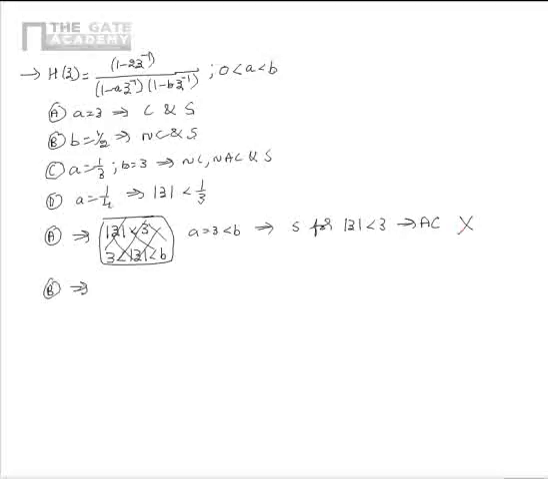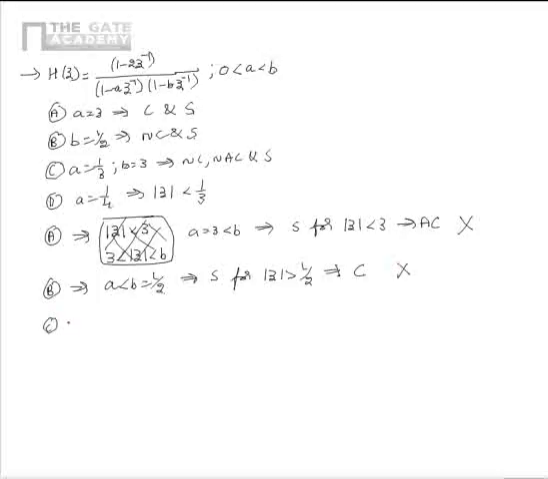Now, as per option B, it is given that a is less than b, which is equal to half. In this case, the system is stable for the ROC |z| > 1/2, so the system is causal. So option B is also not the correct one.